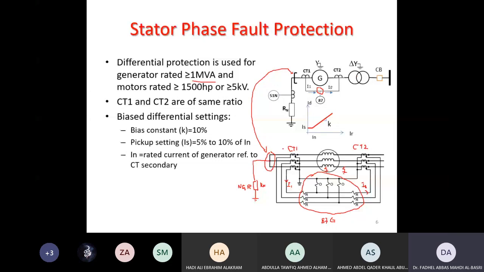CT1 and CT2 have to have the same ratio because the current in is the same as the current out, not like a transformer where primary is different from secondary. So the current here is the same under normal operating conditions. For the biased differential settings, we choose the slope as 5 to 10%, and the minimum pickup setting IS is 5 to 10% of the nominal rated secondary current, which is 5 or 1 ampere.